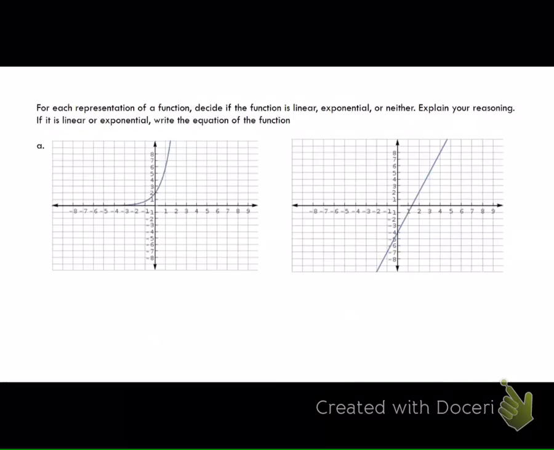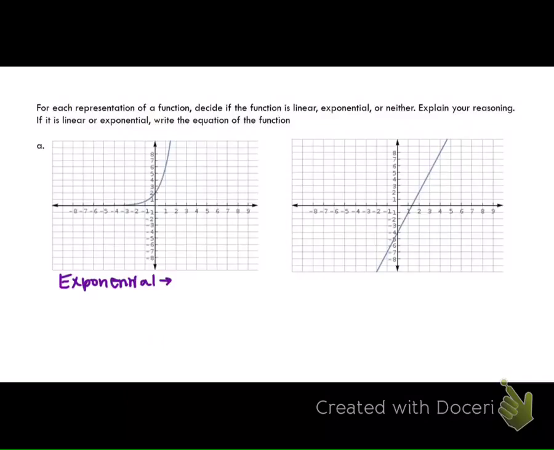All right. For each representation of a function, decide if the function is linear, exponential, or neither. Tell me why, and then we're going to write the equation. So Cameron, that first one there. It's exponential. Why do you decide it's exponential? Because it has like a curvature. Good.